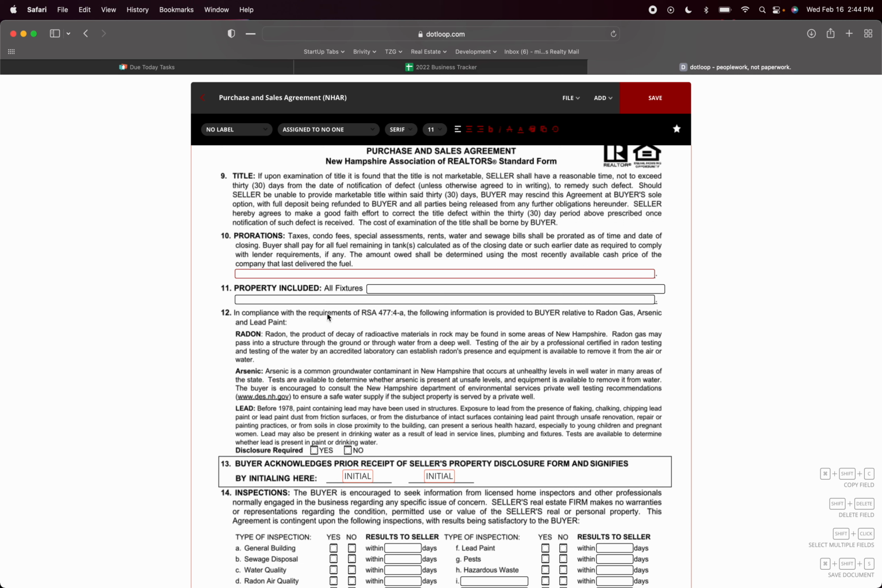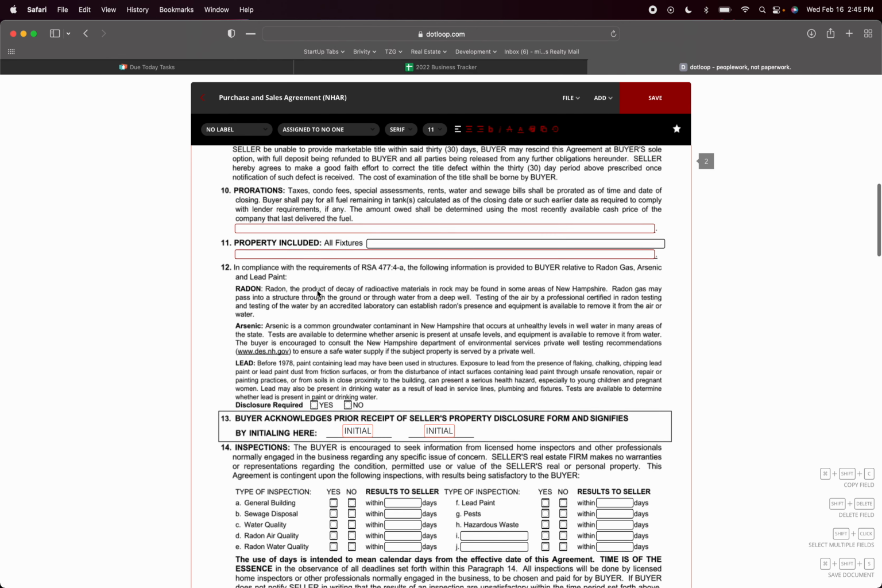Also keep in mind that the day of closing in New Hampshire is the responsibility of the seller. So they do need to keep utilities on through the day of closing. As far as the proration goes for rent or taxes or anything like that, the date of closing belongs to the seller. The buyer is responsible beginning the first day after closing.